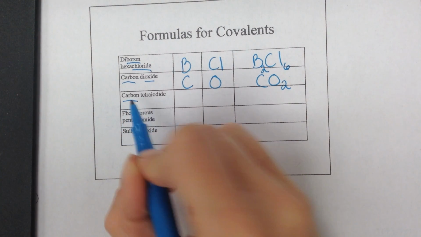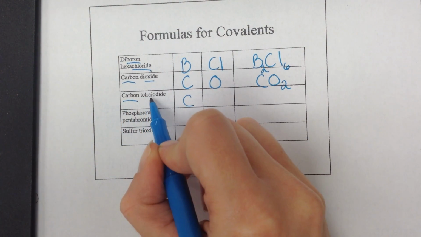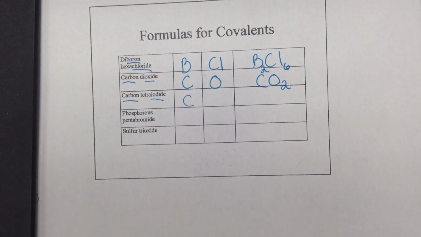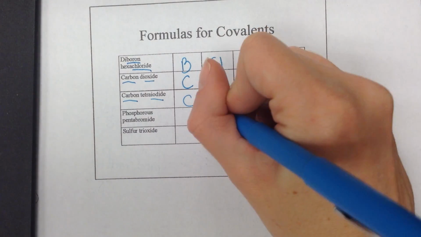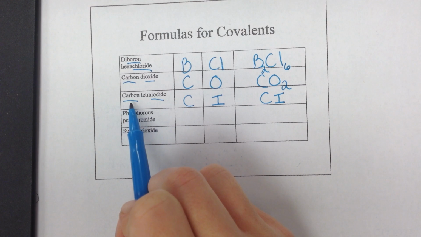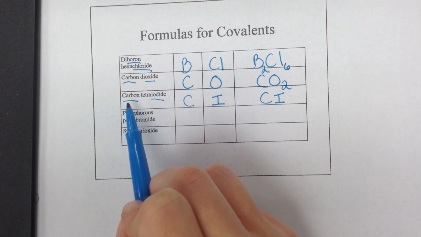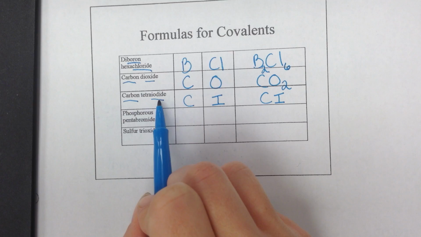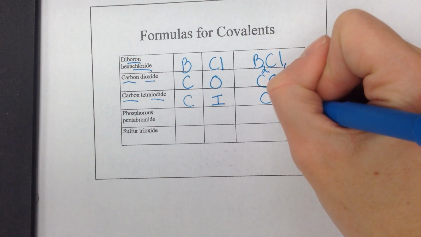Okay, next one is carbon again. And then iodide is really iodine, and that's capital I. Put your symbols together. So once again, carbon doesn't have a prefix, so it's just 1. And then iodide has tetra in front of it, and tetra means 4.